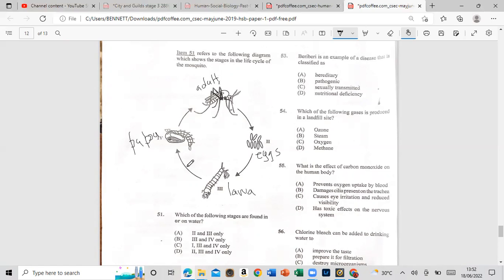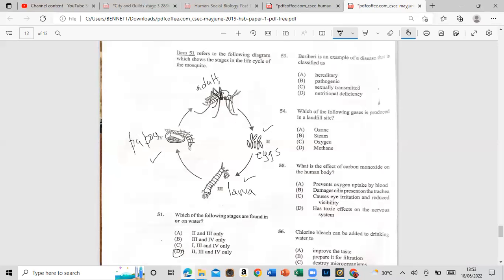All right, so let's see. Which of the following stages are found in or on water? That's 2, 3, and 4. All right, so one is not included, so that would be D. So when them start to bite, you zoom in.